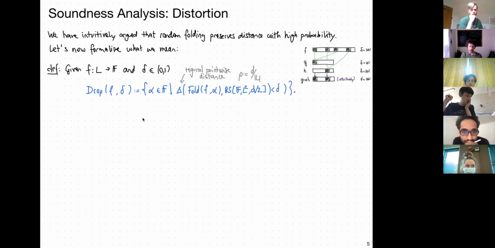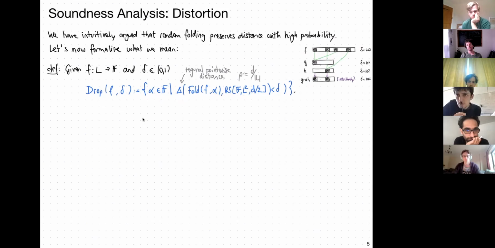Okay? And notice this is being done with respect to the regular pointwise distance. I just look at all points such that folding f with respect to alpha, the distance from Reed-Solomon drops from what we had before. Okay, so that's the drop set.